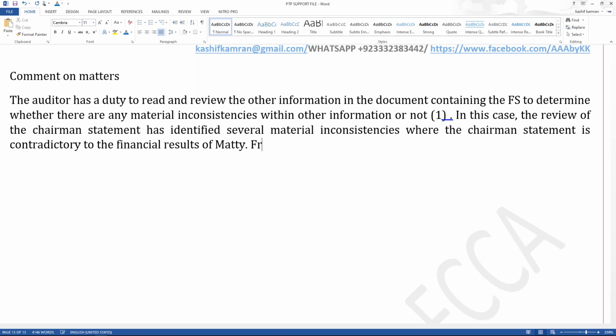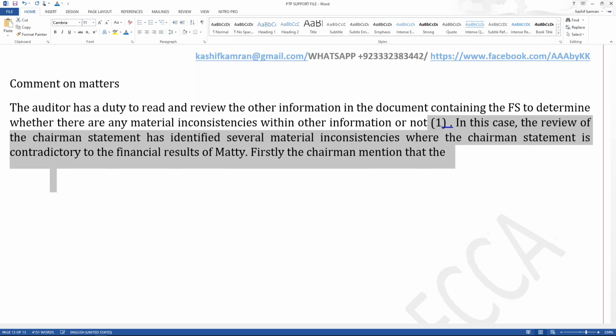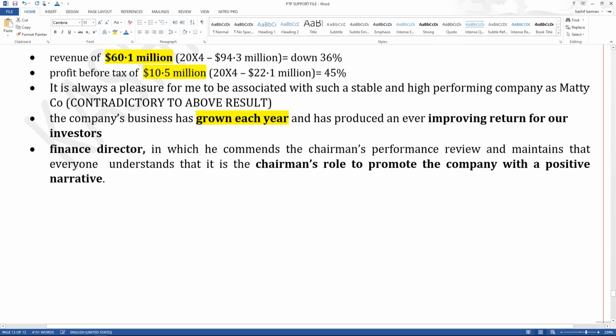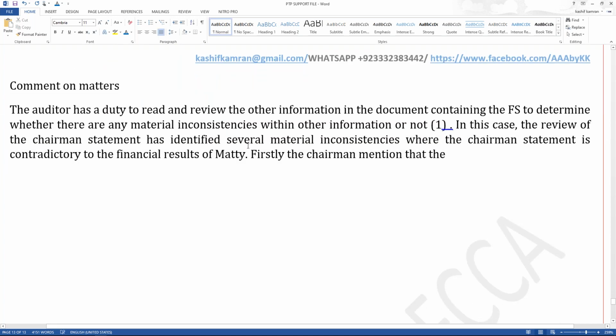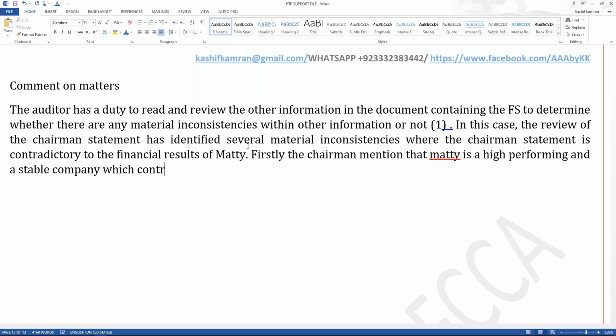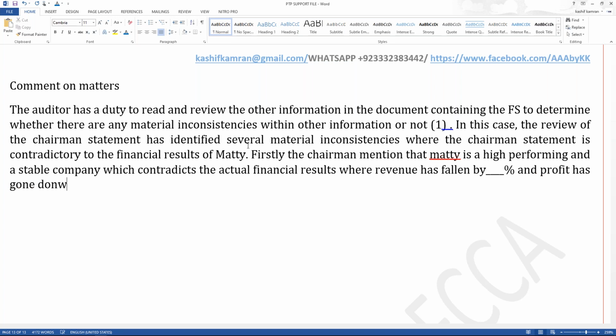Full stop. Firstly, the chairman mentioned that METI is a high performing and stable company, which contradicts the actual financial results where revenue has fallen by a fill in the blank percentage and profit has gone down by a fill in the blank percentage, full stop. You get another 1 mark.